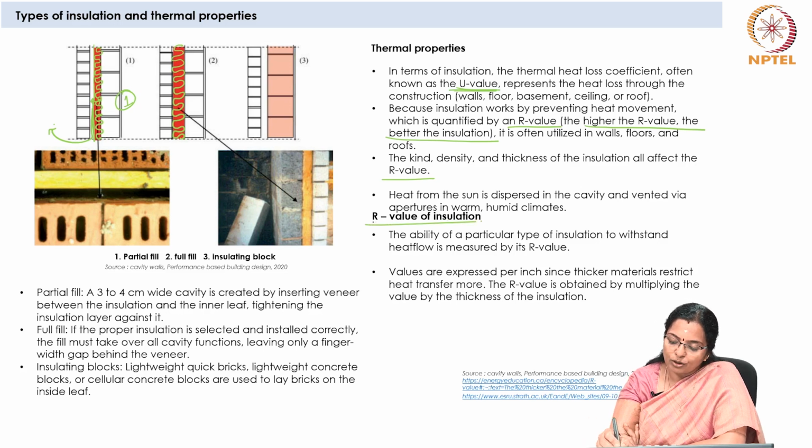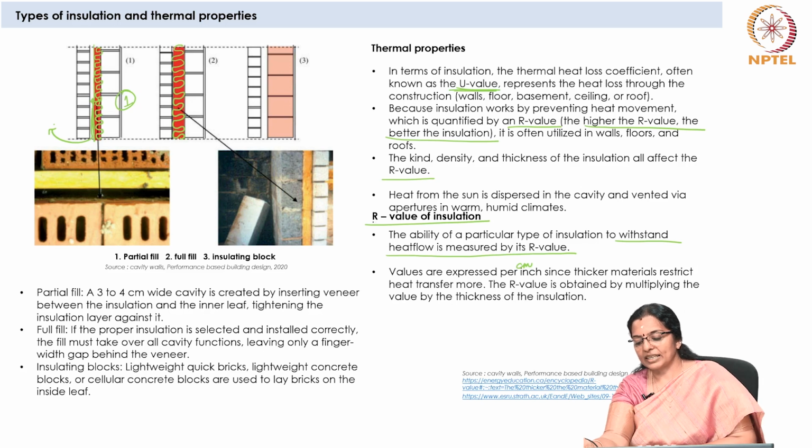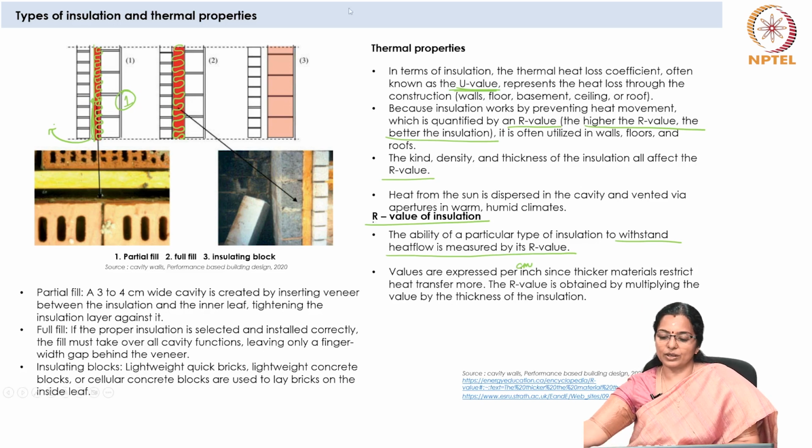What is R value of insulation? It is the ability of a particular type of insulation to withstand heat flow, and that is called R value. These values are expressed per centimeter or per inch since thicker materials restrict heat transfer more. The R value is obtained by multiplying the value by the thickness of the insulation.